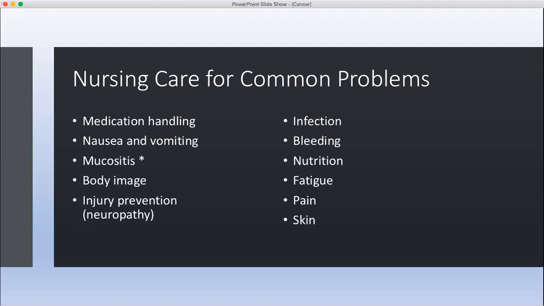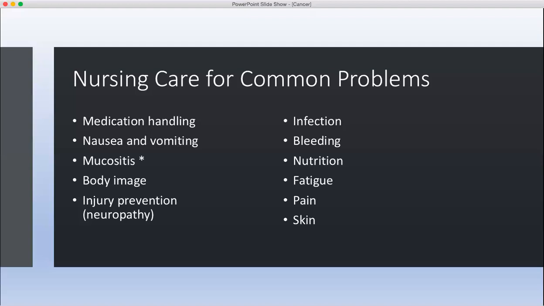Of course, risk for infection, another type of cell that breaks down and turns over very quickly. I can't figure out the right word to use here, but reproduces, I guess, very quickly. Our blood cells, right? Like our white blood cells and our red blood cells. So we see patients who are at increased risk for infection and increased risk for bleeding. If we're knocking out all of those things, maybe someone's platelets are very low. It's going to put them at risk for bleeding. We need to keep them safe.